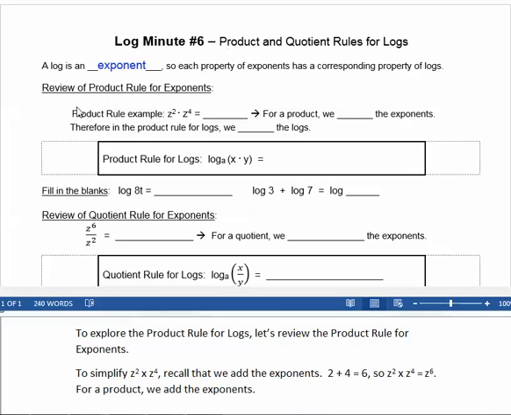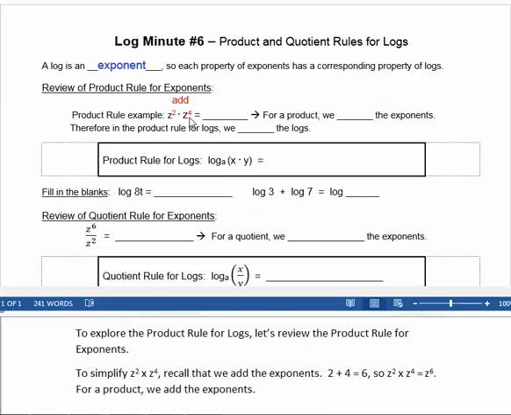To explore the product rule for logs, let's review the product rule for exponents. To simplify z squared times z to the fourth, recall that what we do with these exponents is we add them. 2 plus 4 equals 6, so z squared times z to the fourth equals z to the sixth. So for a product, we add the exponents.